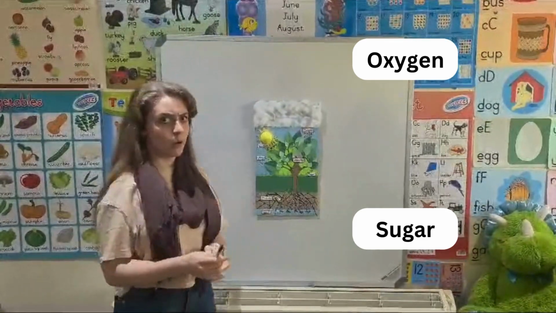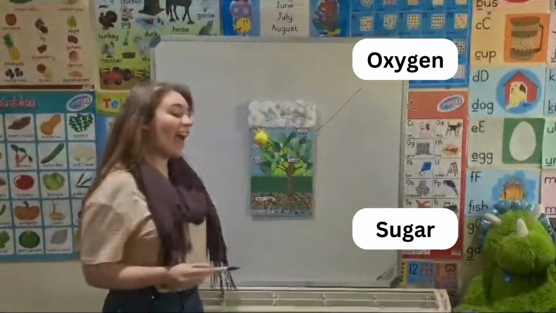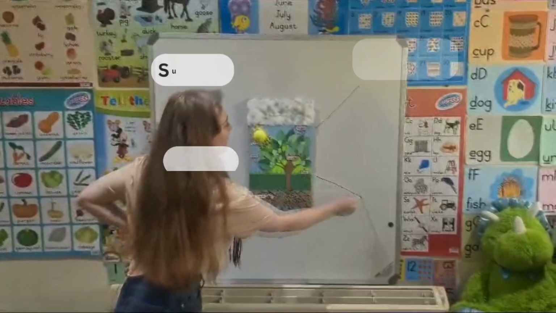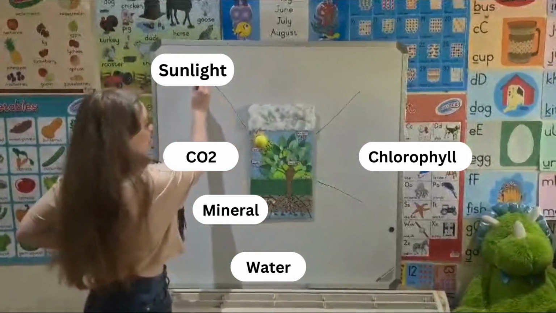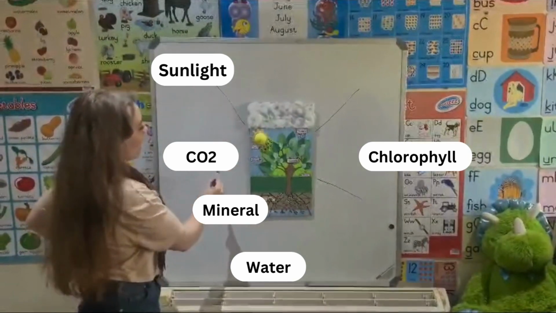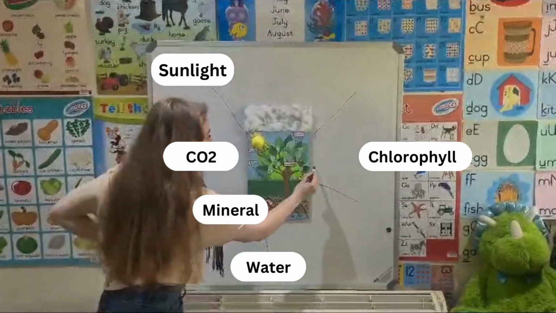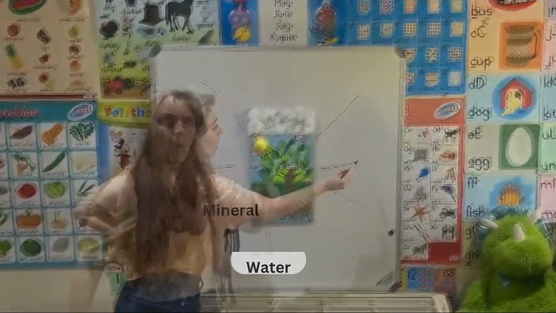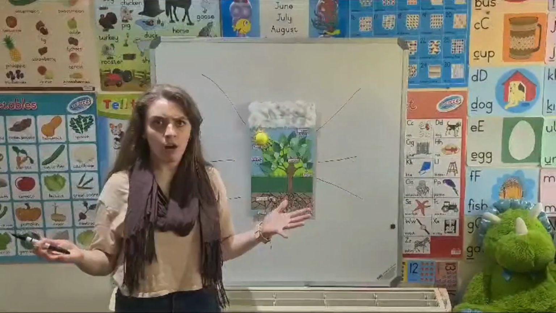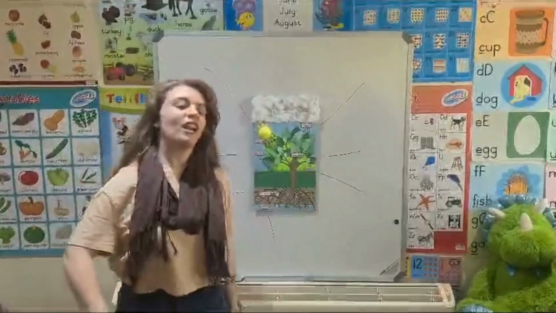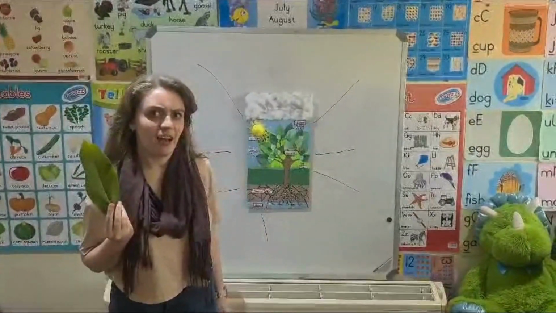The output components for photosynthesis would be oxygen and sugar. The input components for photosynthesis would be sunlight, carbon dioxide, minerals, water, and lastly, chlorophyll. Chlorophyll, that's a big word. What is chlorophyll? Chlorophyll is the pigment in leaves that gives it its green color.